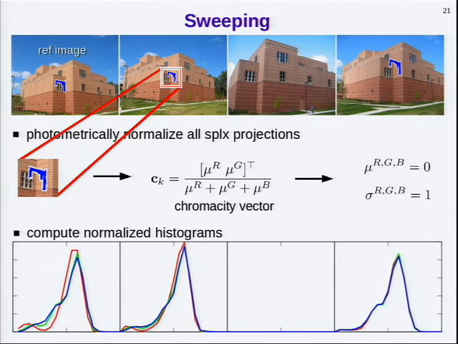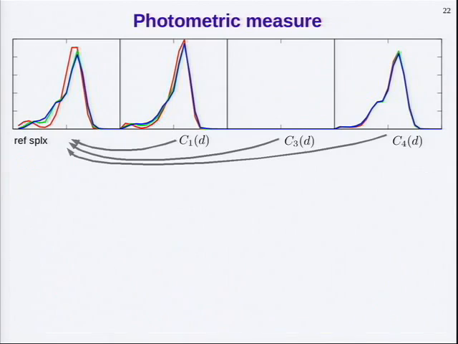By this, we can start building simple normalized histograms. So this is the histogram in 3 color channels for all the pixels inside this superpixel. This histogram comes from all the pixels inside this projection and so on. But the histograms are computed on photometrically normalized pixels.